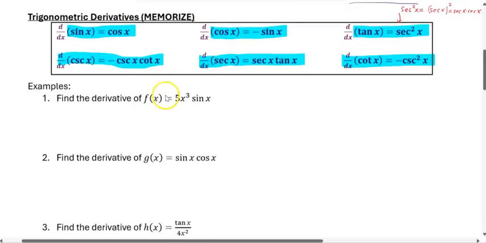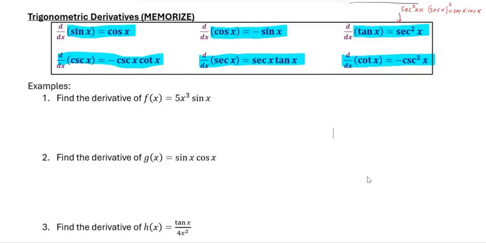So let's find a derivative of a function here, and let's look at our first example down below. We have f of x is 5x cubed times sine x, and it's invisible, but there's a little multiplication symbol.